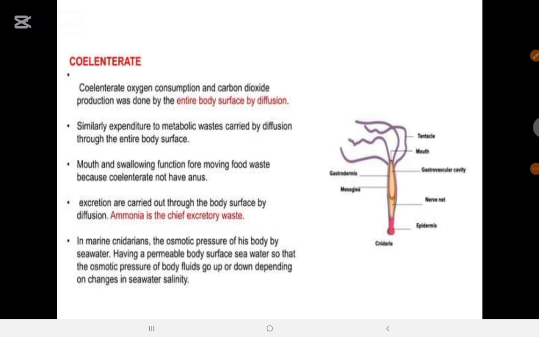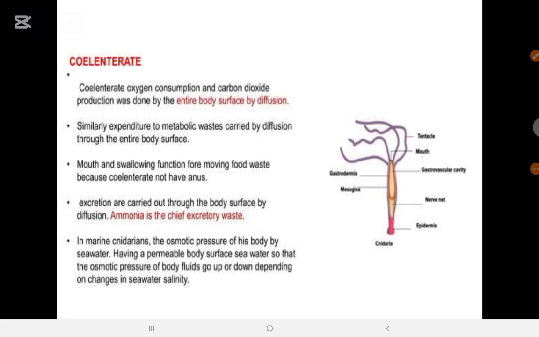Okay, now let's see the coelentrates, or cnidarians. Of course, you know already that in classification, the coelentrates have been separated into two: the ctenophorans and the cnidarians. But of course, they use the same system of excretion, which is what? Simple diffusion. Simple diffusion through the entire body surface. Okay? They basically excrete using the same mechanism, so to speak.